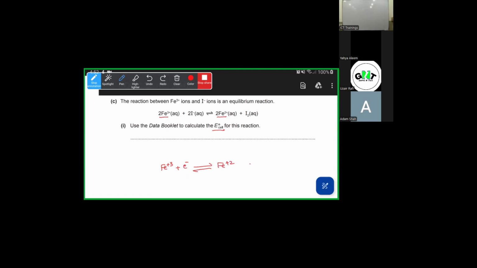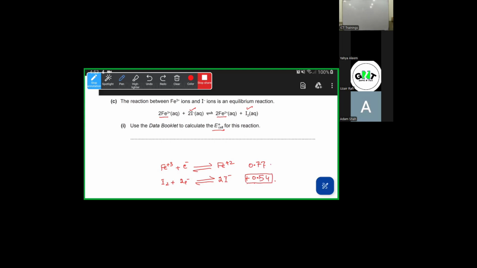It's 0.77. And I minus and I2. So they are present in the equation I2 plus 2 electron, that is going to form 2I minus. And what is the E naught of cell? Plus 0.54. Okay. Now, my dear students, this is the smaller value.